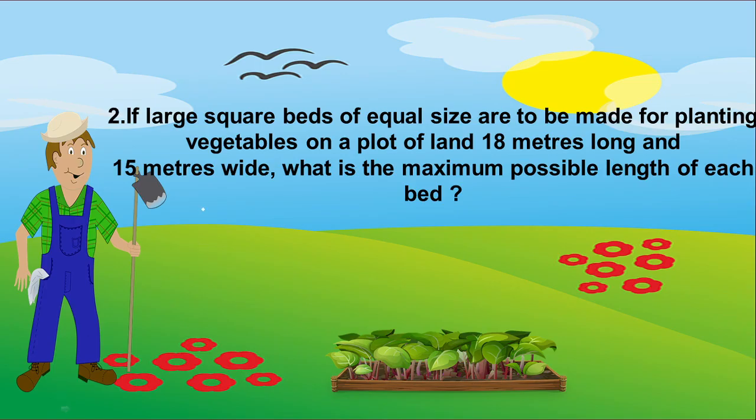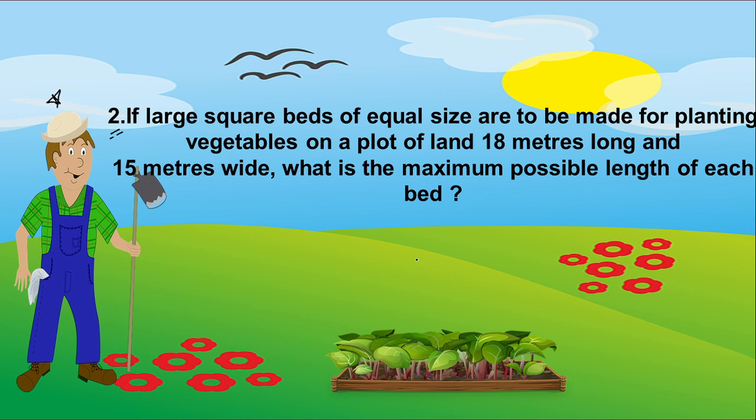The first question was related to finding the HCF, which we have already done. Now from question number 2 of practice set 24, we have these word problems. If large square beds of equal size are to be made for planting vegetables on a plot of land which is 18 meters long and 15 meters wide, what is the maximum possible length of each bed? Now children, see here we have a farmer friend.